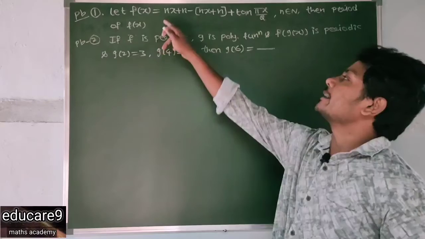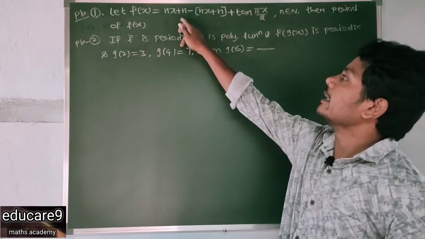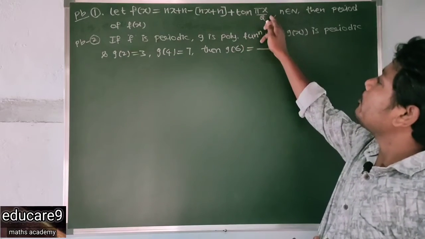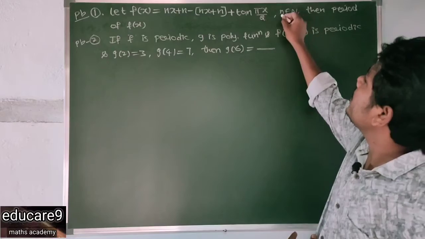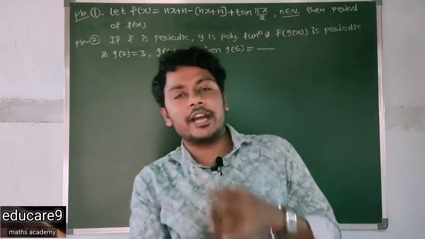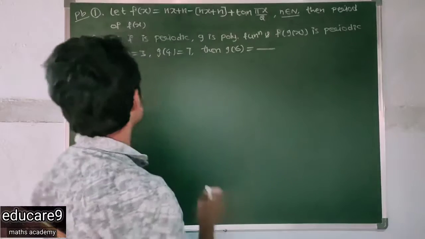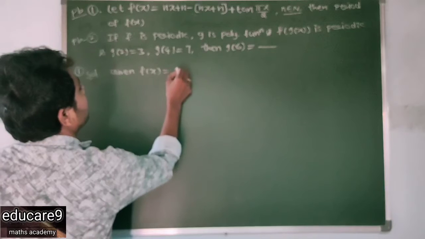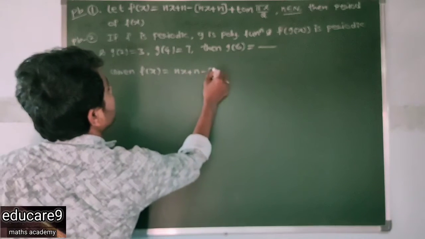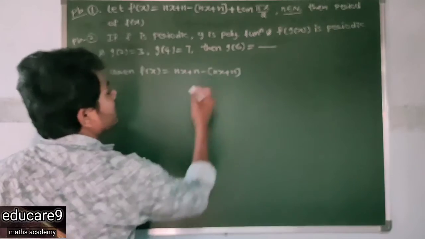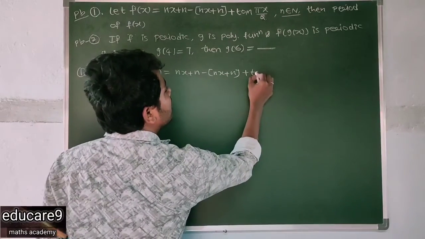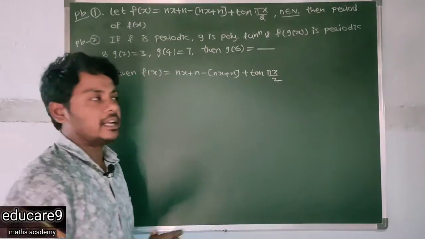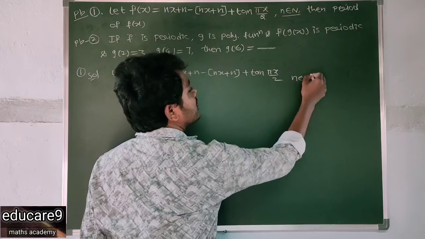See here, let f of x is equal to nx plus n minus step of nx plus n plus tan pi x by 2. Here n belongs to N, then you want to find the period of the function. See here, given f of x is equal to what? nx plus n minus step of nx plus n plus tan pi x by 2. Here n belongs to natural number.